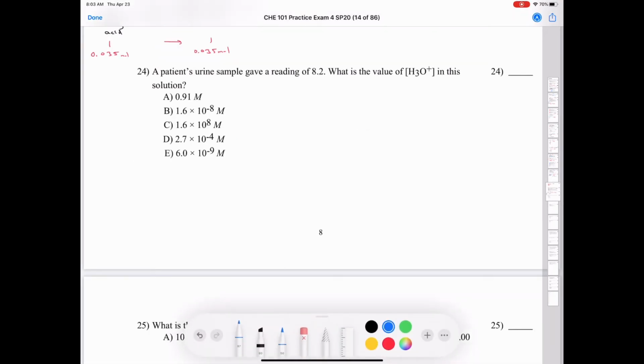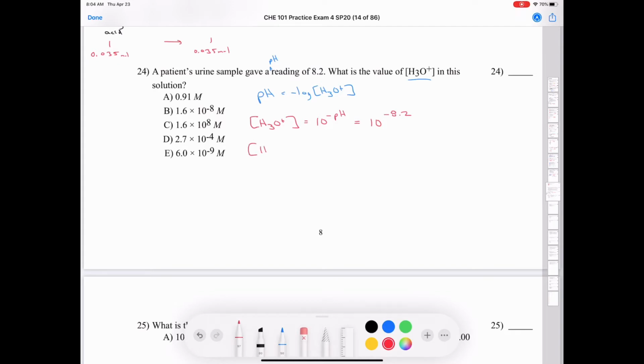Question 24 says a patient's urine sample gave a reading of 8.2. I think that means gave a pH reading of 8.2. What is the value for the concentration of hydronium in this solution? We just looked at this formula that pH is equal to minus log of the concentration of hydronium, but we want to solve for the concentration of hydronium. And when we rearrange that formula, we get that the concentration of hydronium is equal to 10 to the negative pH. And therefore, we can just plug our pH into this formula, 10 to the minus 8.2.